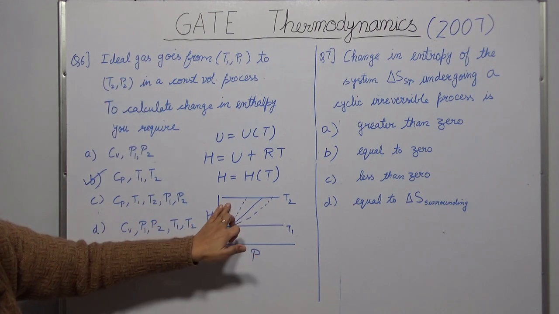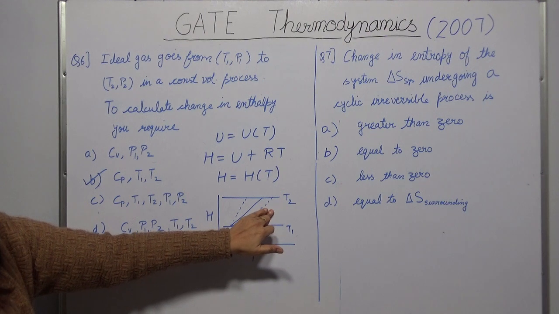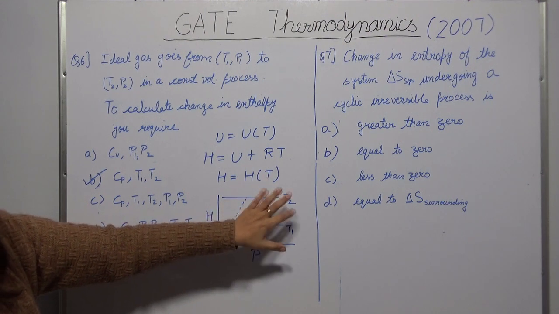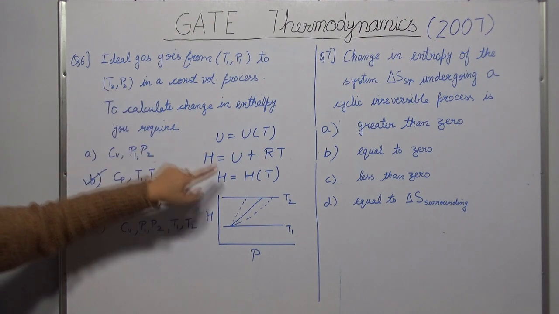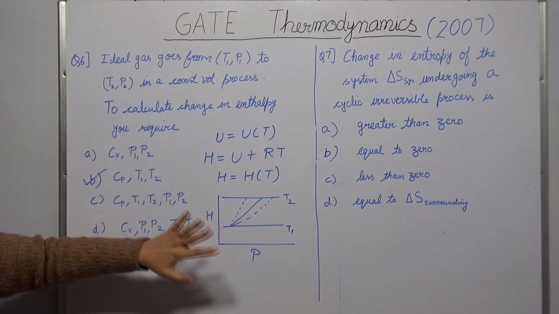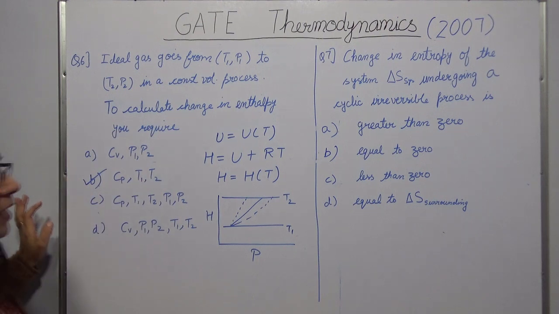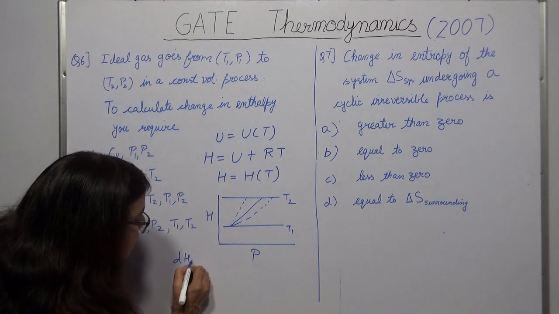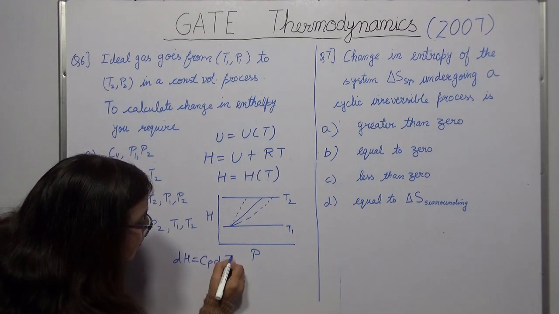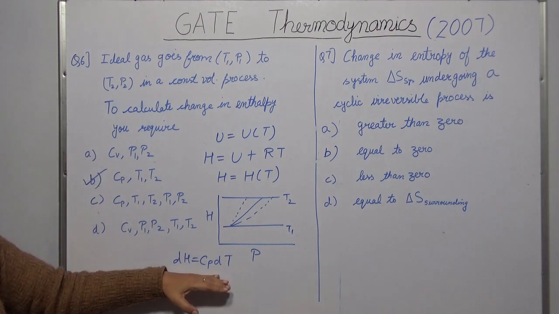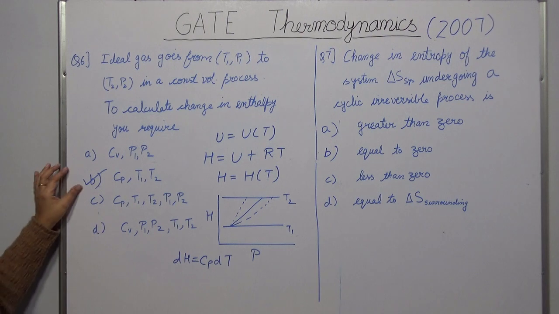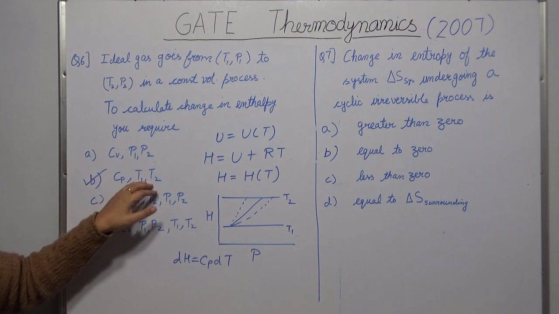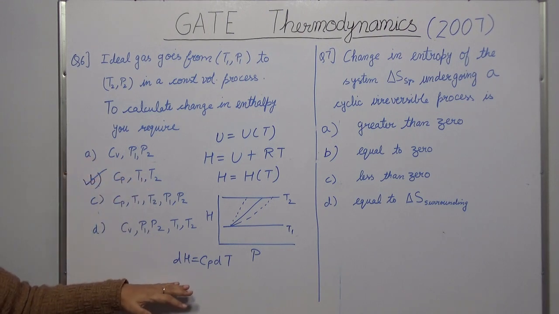So irrespective of the process by which we reach this temperature T2, once the temperature T2 is reached, your delta H is fixed. So you can use that equation, dH equal to Cp dT. For an ideal gas you can use it for any process. Fine. So that's why you require only Cp, T1 and T2. So I hope it's clear to you.